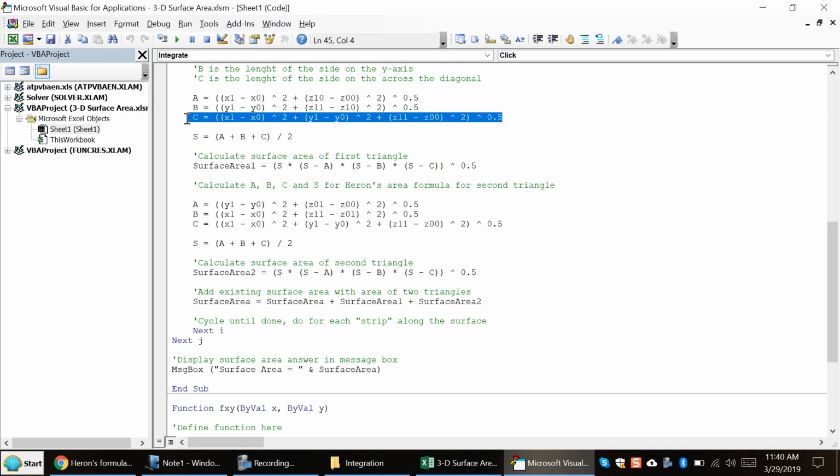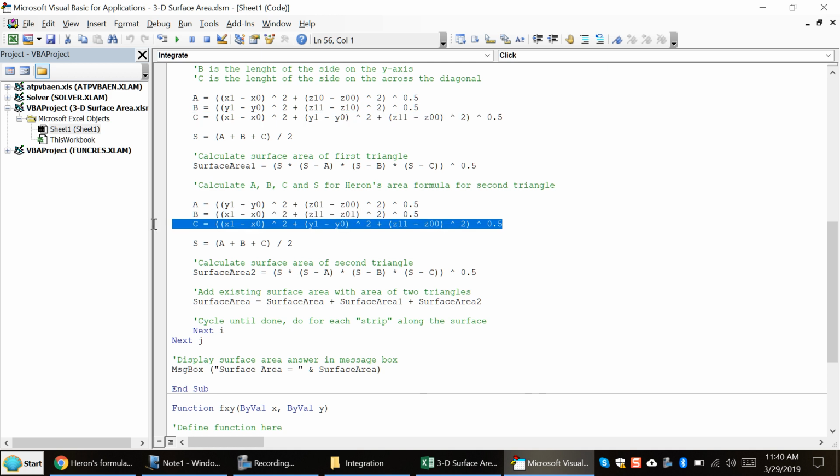This guy right here is the exact same as this guy, because it's the exact same hypotenuse. Calculate my semi-perimeter, calculate a surface area 2, and then I say my total surface area is equal to my surface area, which I initialized at 0, plus surface area 1 and 2. And then I cycle until done. So it's just like volume, except now I'm having to calculate the area of 2 triangles, add them up, and iterate.